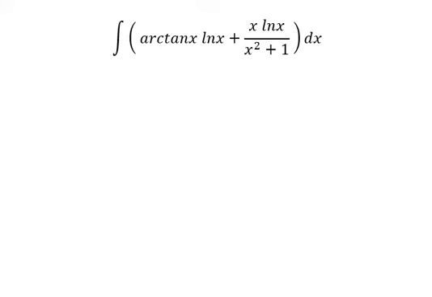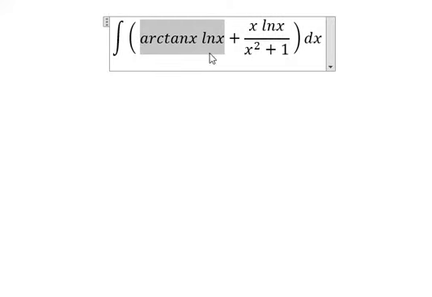Hello everybody. So today I will talk about calculus. The topic today is about integration. So now I will show you how to answer. So I will concentrate on this one.